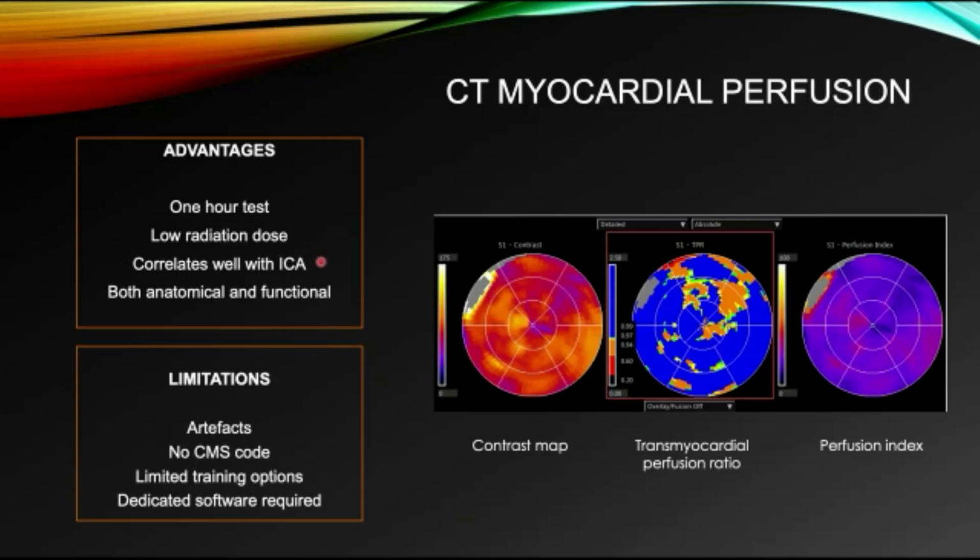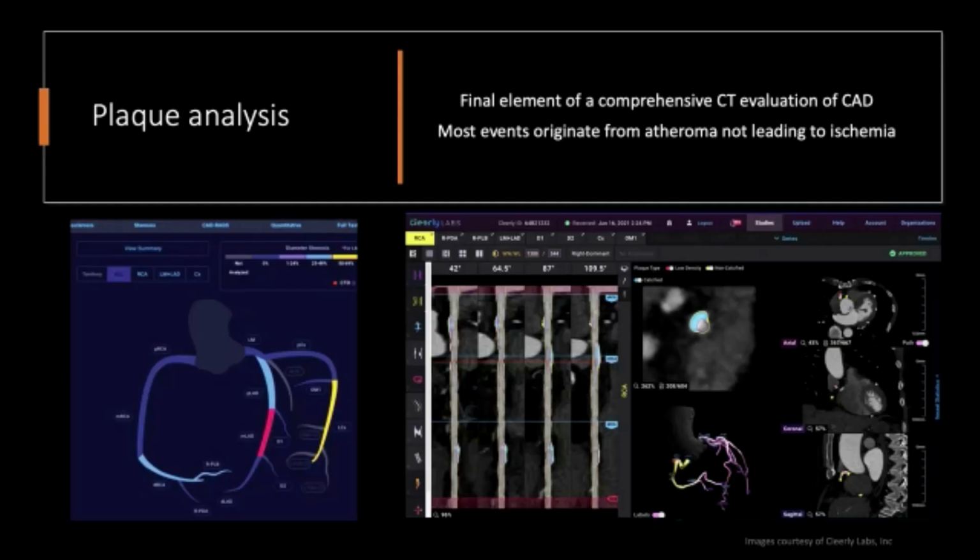And so far in our more than 100 cases performed, some of them have had correlations with invasive coronary angiography, and so far I think we did pretty good. Nothing is perfect. We deal with artifacts every single day, and unfortunately we're still missing the CMS code for interpreting perfusion studies. We can only interpret the stress portion. There are limited training options still. I think we're lacking this, and this should be developed. And obviously, the availability of dedicated software is something we have to keep into account.